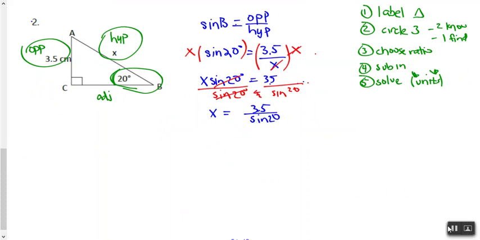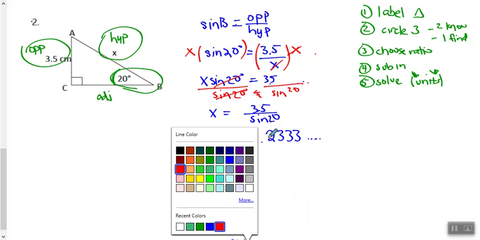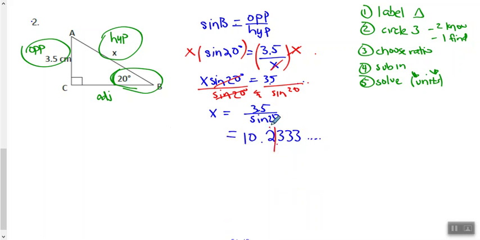So into your calculators, and you get 10.2333, and so on and so forth. I want this to 1 decimal place. So stopping here, taking a peek over, I won't round that up, it will stay the same. So x equals 10.2, and my units are centimeters.